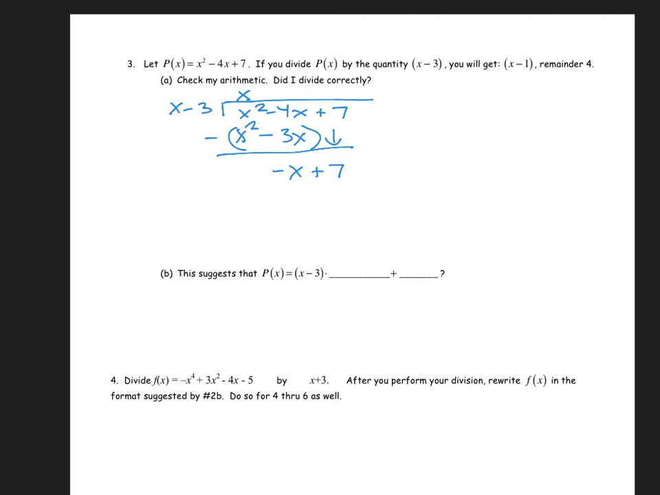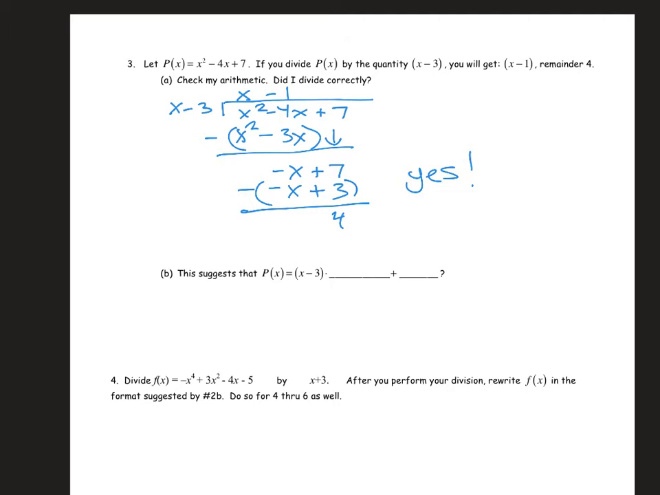Let's do the process again. What times x will give me negative x? Well, that will be negative 1. When I multiply negative 1 times the divisor, I get negative x plus 3. And remember, subtract. The x's cancel as they should, and I'm left with a remainder of 4. So yes, this is the case.